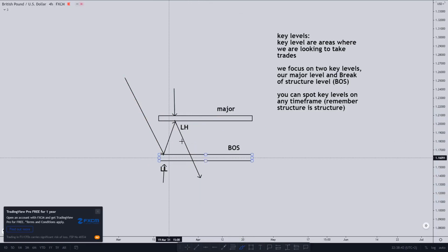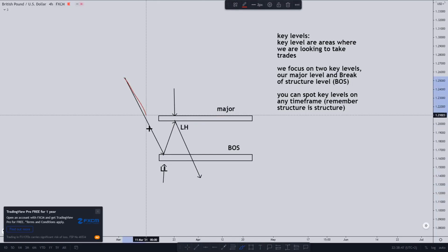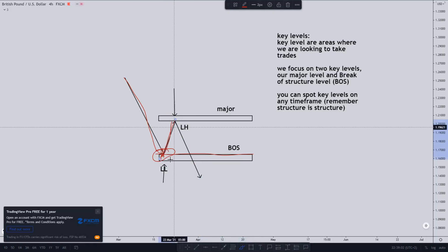Okay, let me just start this all again. So price pushes down, gives us a lower low, and then it pushes up. So this becomes a level, because this is the area where price came to give us a lower low and then rejected, pushing to the upside.